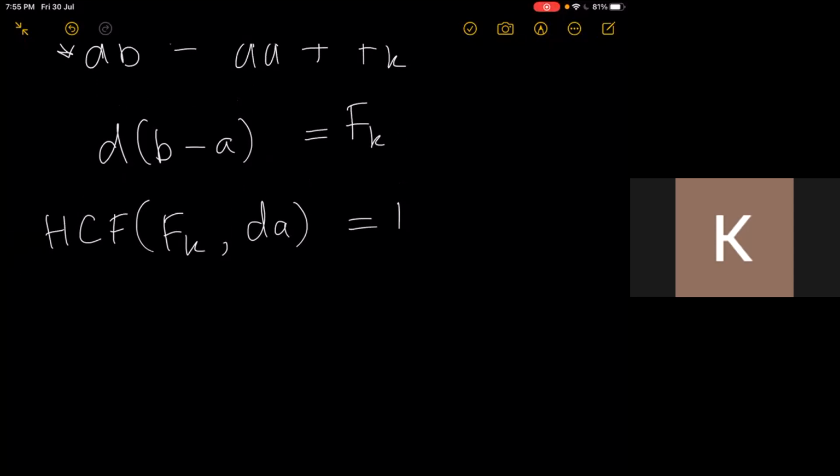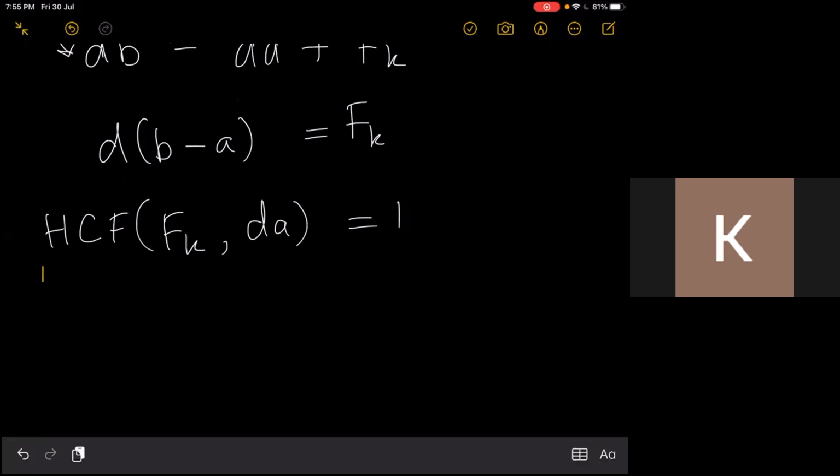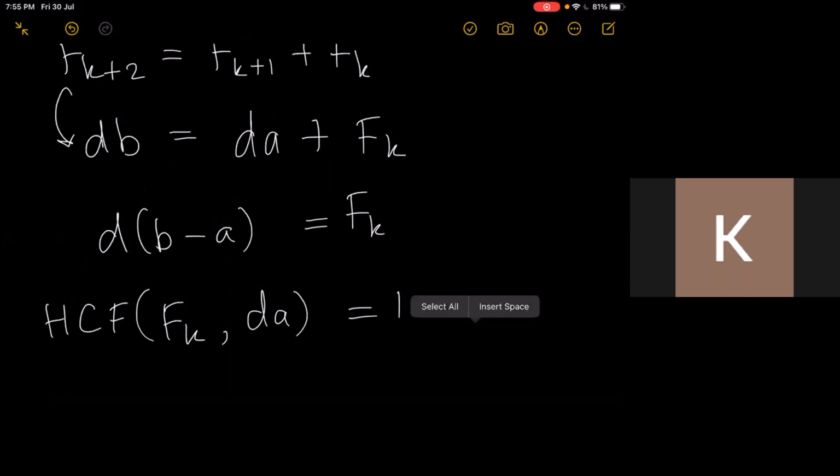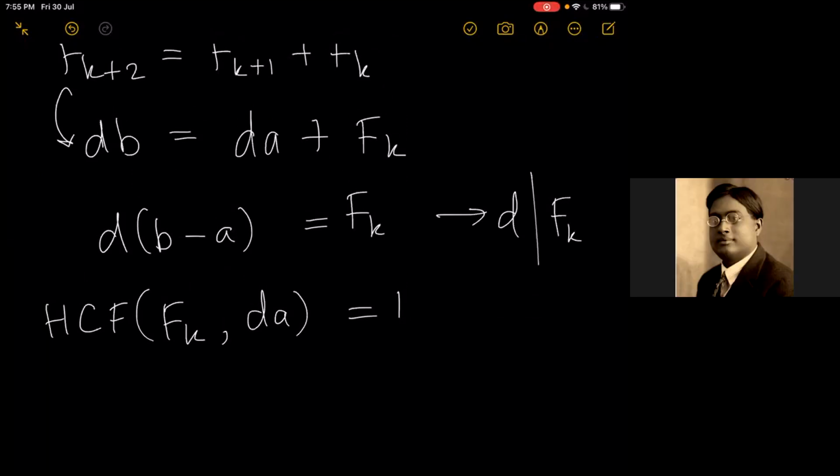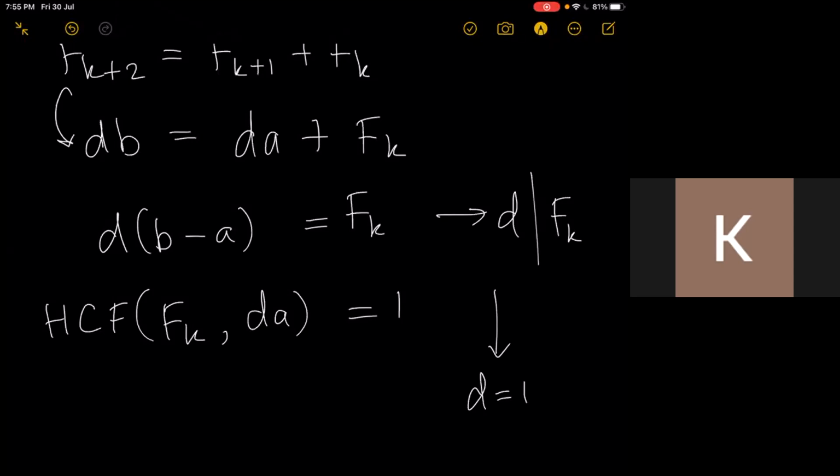If HCF of Fk and dA is 1, and from here we know that d divides Fk, right? Yes, sir. So from here, can you see why d equal to 1? If d was greater than 1, then HCF would have been also greater than 1. Sir, I don't understand. I'll repeat once.